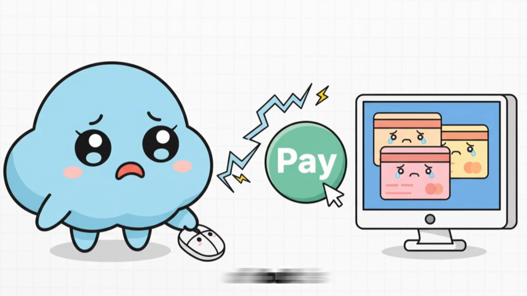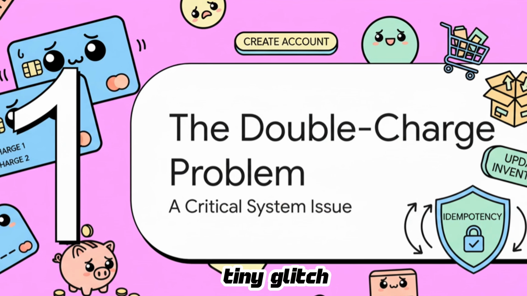But that little seed of doubt is planted. What if that first click did work before the connection dropped? You might have just paid twice. And in the world of distributed systems, that is a massive problem. And look, this isn't just some tiny glitch. It's a critical, fundamental issue.